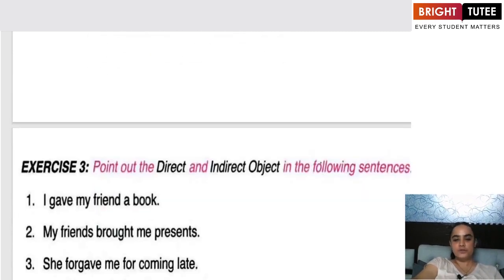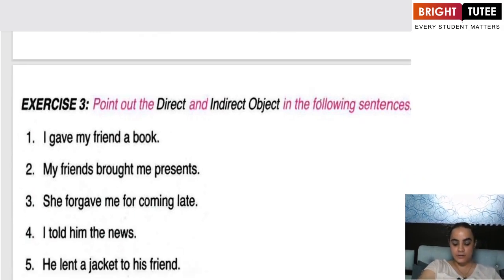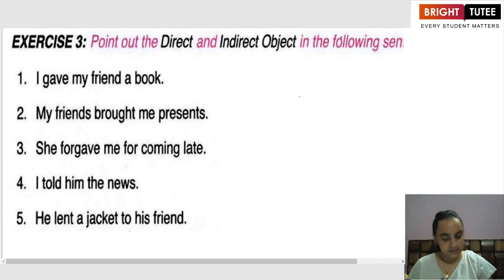The next question is, point out the direct and the indirect object. Now this is again something that we have learned. The first thing that we are going to do is underline both the objects. There are 10 sentences. We'll do the first 5. So let us look at these sentences.